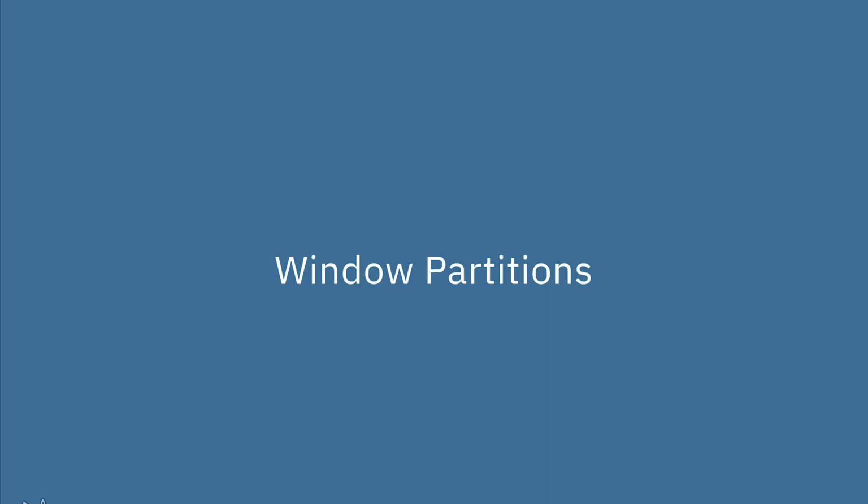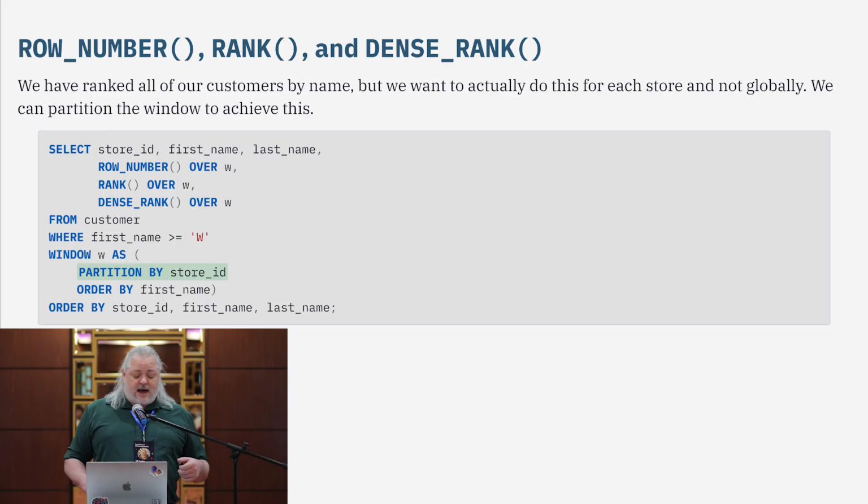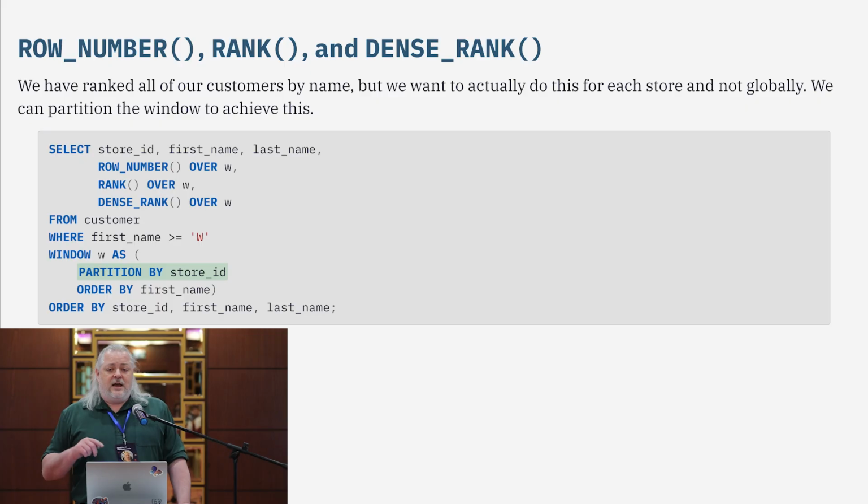So window partitions. If we looked at the beginning of our sample data, we had all the customers whose first name starts with W or higher, but they go to different stores. I'll show that in the next slide. If we want to separate all of our statistics and our analysis based on which store they're going to, then we can partition the result set by store. And so that happens here by putting a partition by in the window specification. Okay? This is kind of like a group by, except it doesn't collapse any rows. It just partitions them.